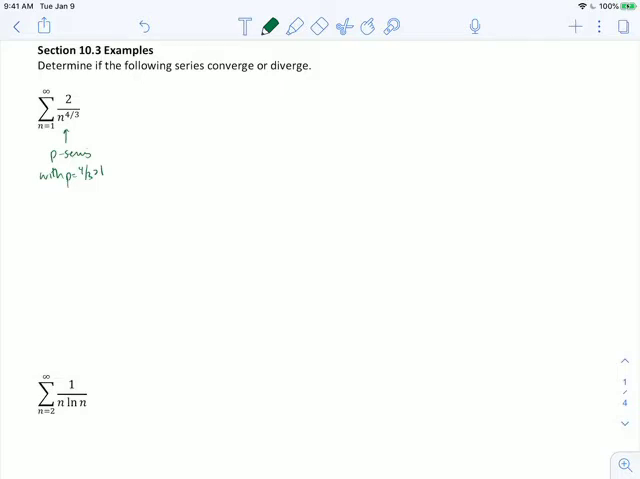So what we want to do is we want to take our function to be 2 over x to the 4/3. So we note that f of x is bigger than 0 when x is bigger than 1. We plug a positive number in, the 4/3 power of that positive number is a positive number, 2 over a positive number is positive.